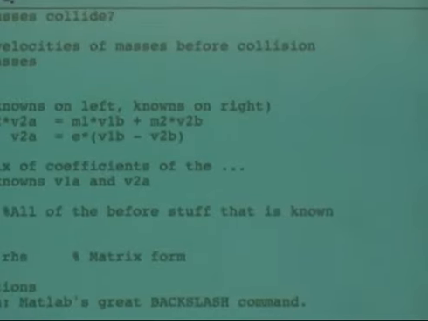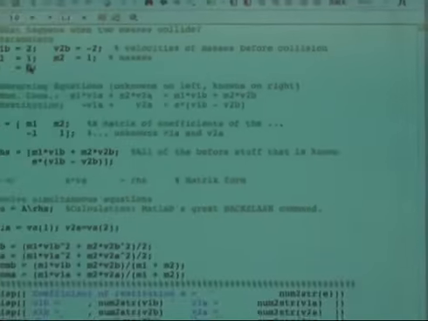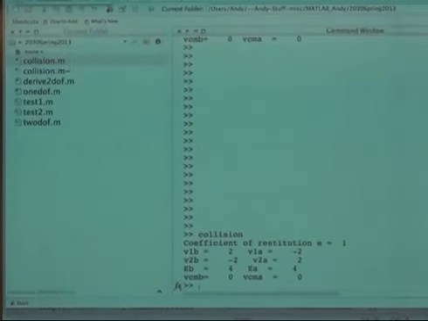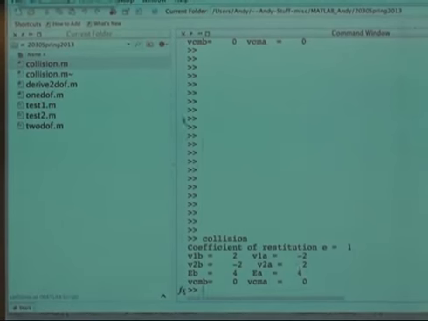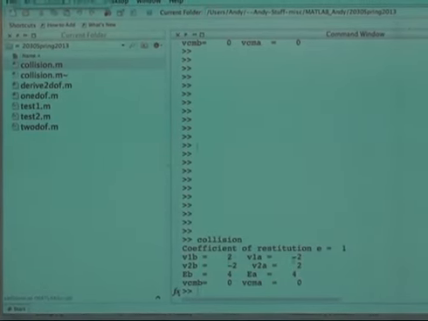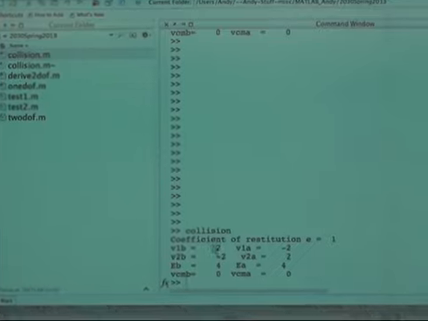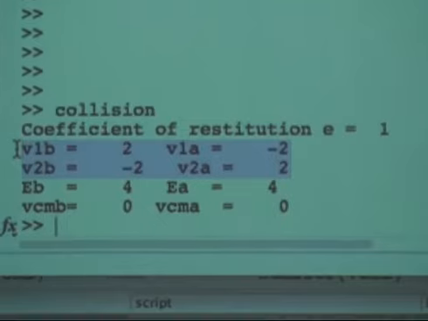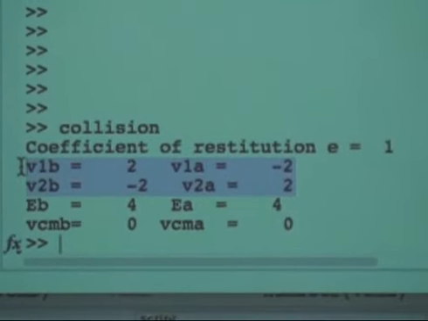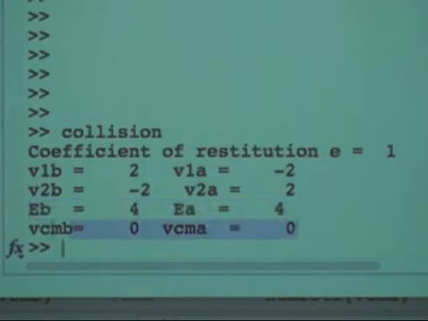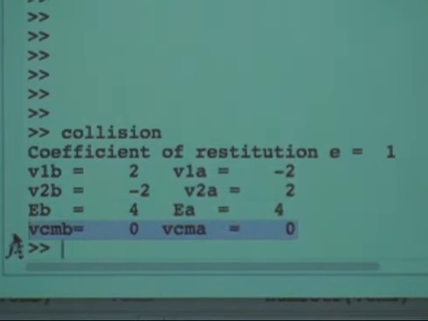I can do this again with a coefficient of restitution of 1 and run this thing. What happens then? Did I succeed in running it? Coefficient of restitution is 1. And now what happens is, look, the velocities reverse. One was going to the right, the other to the left, and then they switched. Bang, popped off. What happened to the kinetic energy? It was conserved. And the linear momentum of the system is 0 all the time.